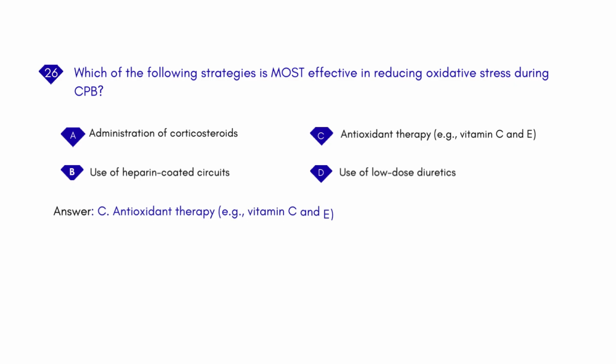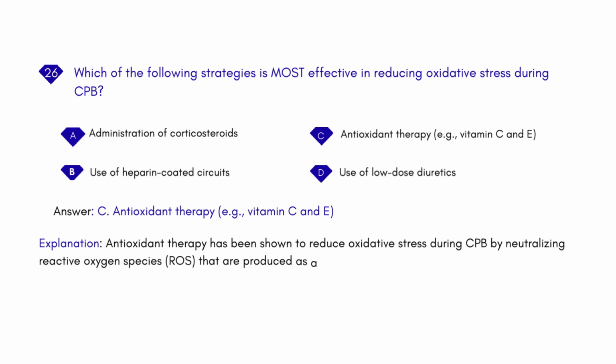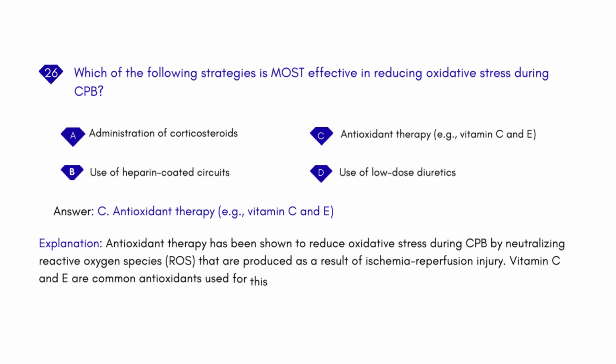Answer: C. Antioxidant therapy, e.g., vitamin C and E. Explanation: antioxidant therapy has been shown to reduce oxidative stress during CPB by neutralizing reactive oxygen species, ROS, that are produced as a result of ischemia-reperfusion injury. Vitamin C and E are common antioxidants used for this purpose.